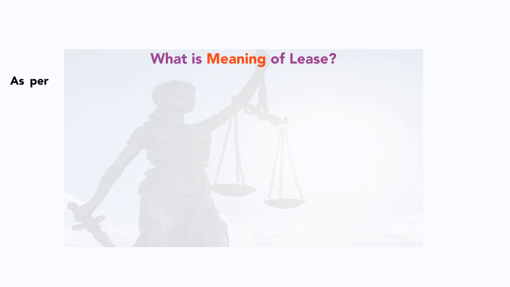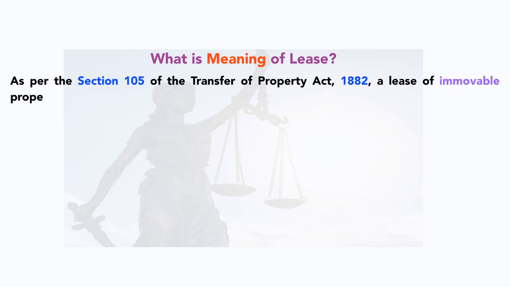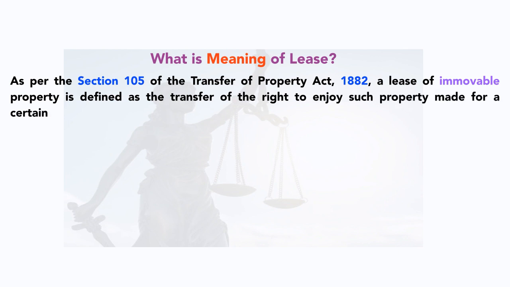As per Section 105 of the Transfer of Property Act, a lease of immovable property is defined as the transfer of the right to enjoy such property, made for a certain time, in consideration of a price paid or promised. I believe now you can appreciate such language: it is just transferring the ownership temporarily for a fixed period of time on a certain price that is either paid or promised to be paid.